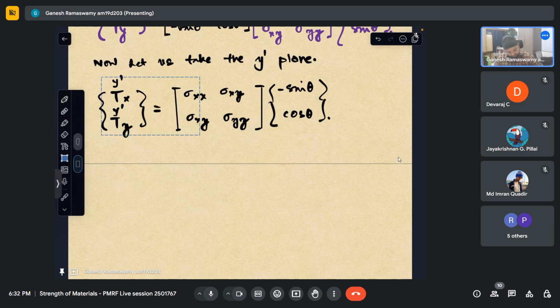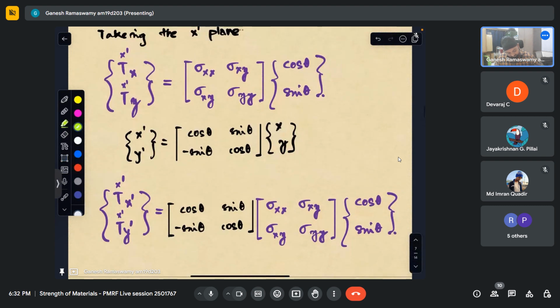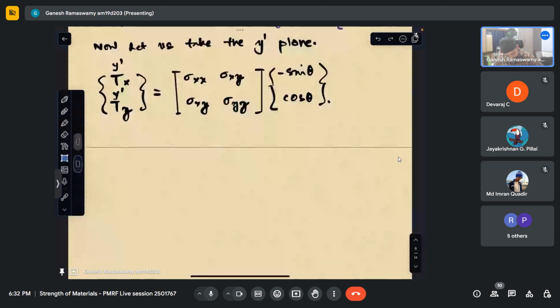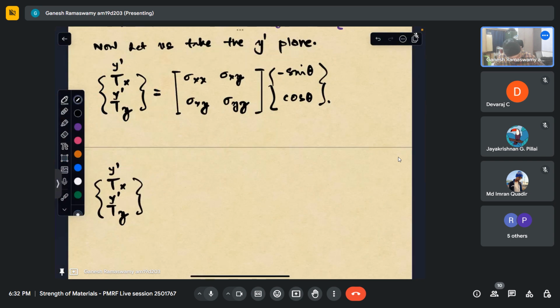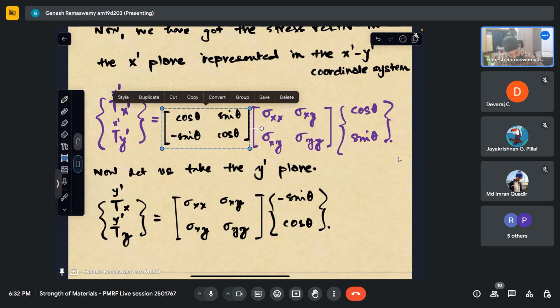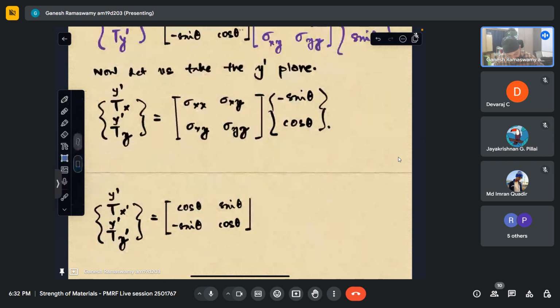So what do I do? Taking the same logic, we have this matrix which actually transforms it. So I'll take this, I'll put the prime coordinates, which is nothing but that matrix, into that original vector. The original vector is this.